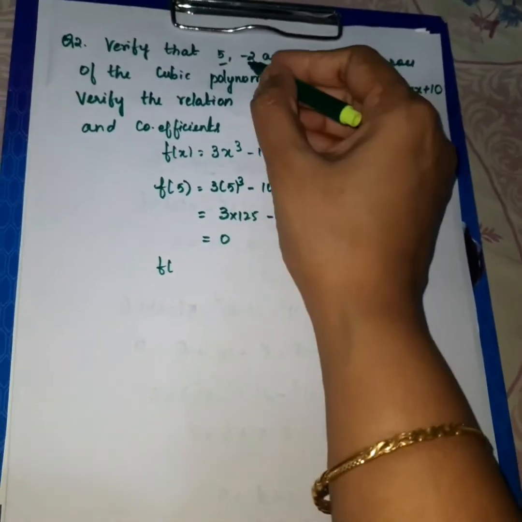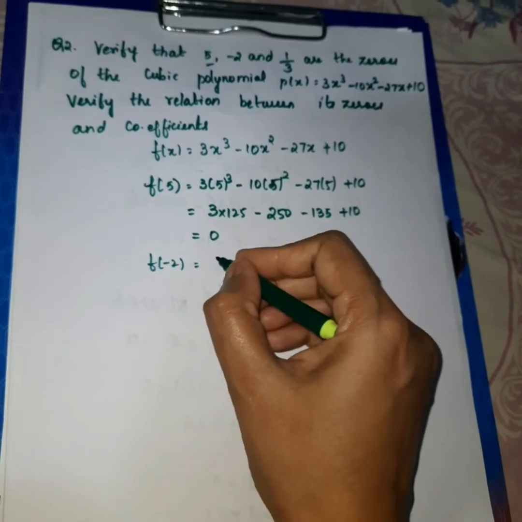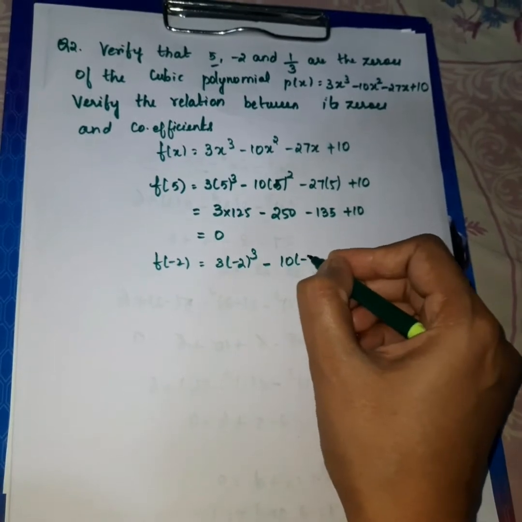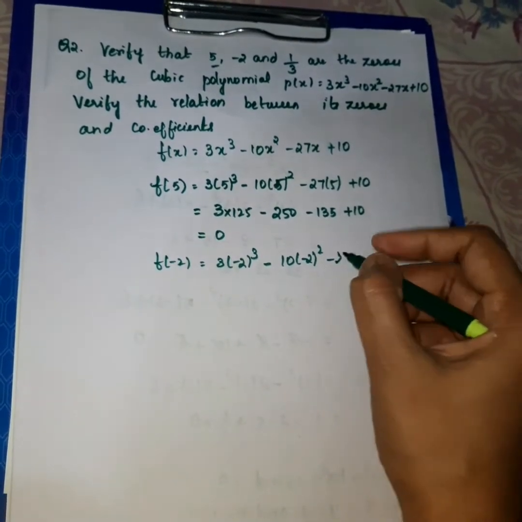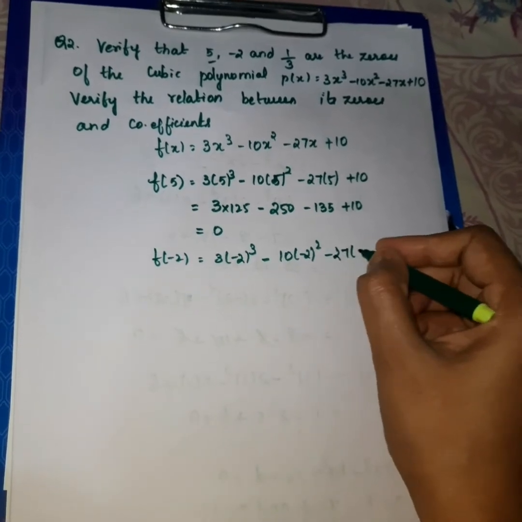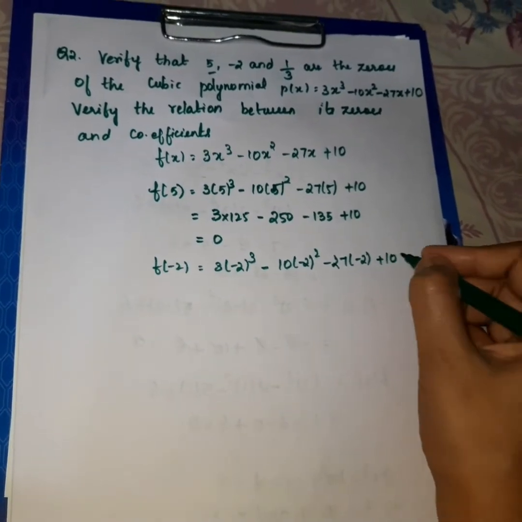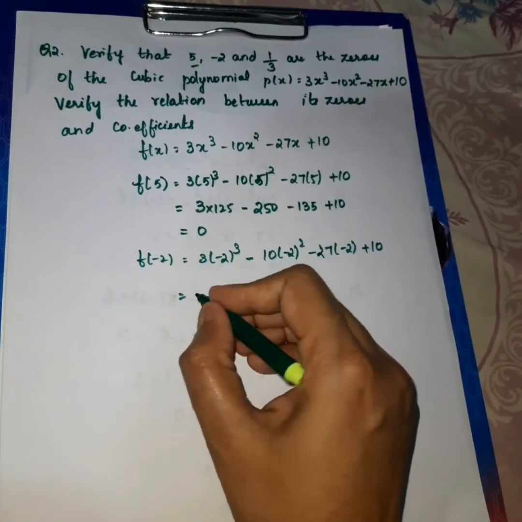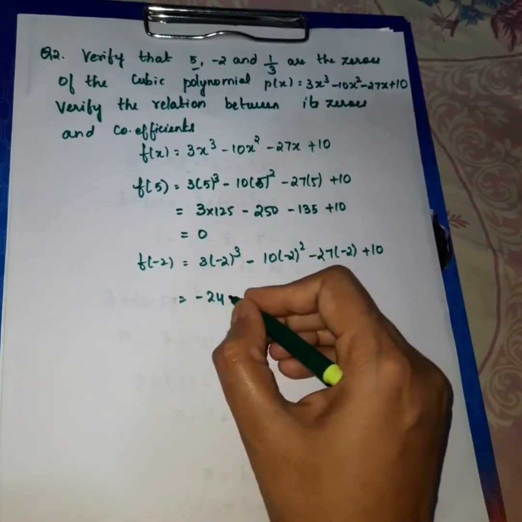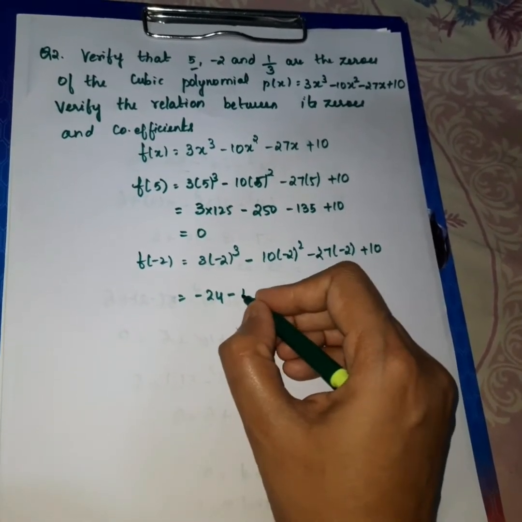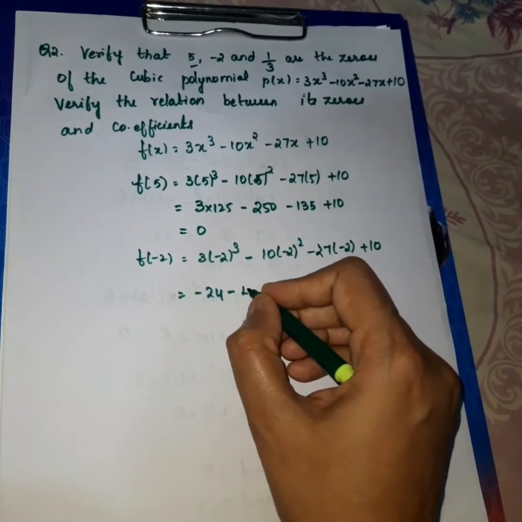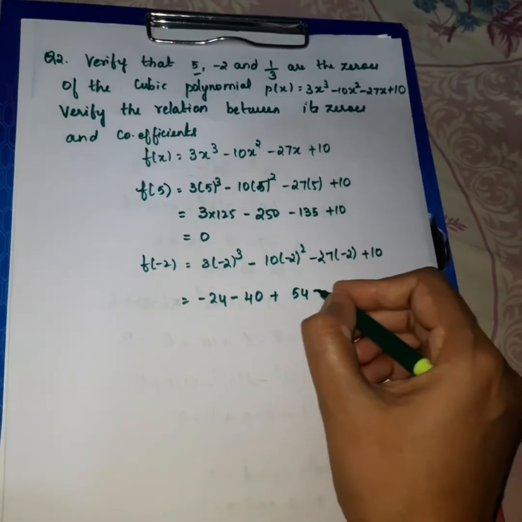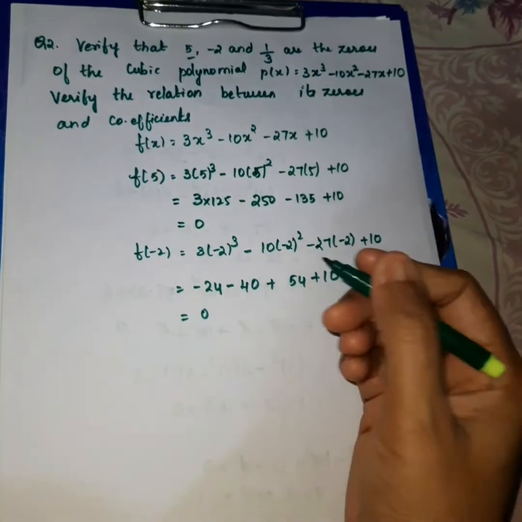Next, f of minus 2. So 3 into minus 2 whole cube minus 10 into minus 2 square minus 27 into minus 2 plus 10. So that's going to be 8 3s are minus 24. Negative sign remains, minus 40 because 4 into 10 is 40. Minus into minus becomes plus 54 plus 10. So minus 64 plus 64, that's 0.